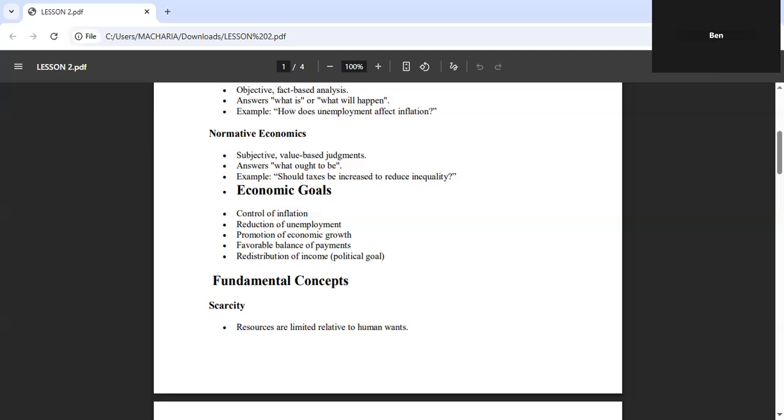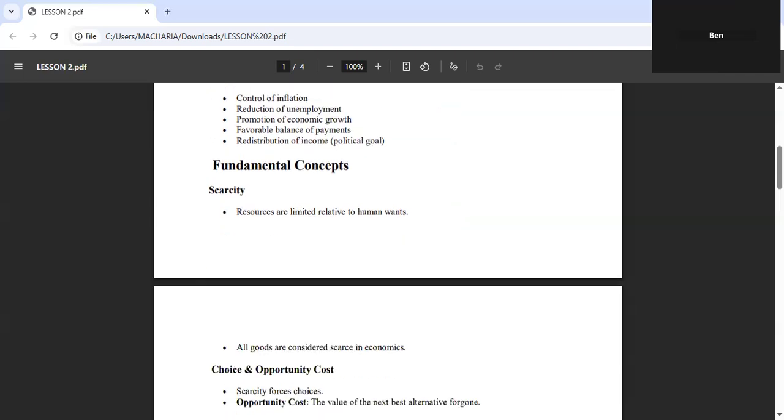Redistribution of income. This is an economic and also a political goal, where politicians aim at ensuring that resources are distributed equally. That's why we have the establishment of things like NGCDF.